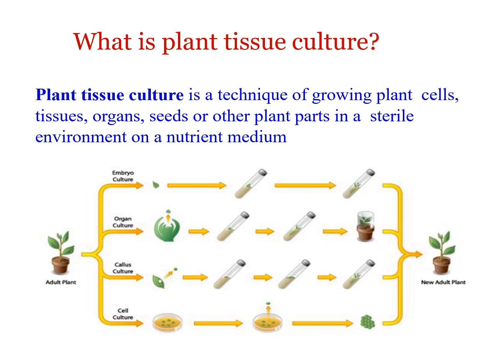So in this slide we can see the stages with a flow chart like this. You can have embryo culture, or you can have organ culture, or you can go for callus culture, or cell culture. Each and every culture has an individual value as well as advantages and uniqueness.